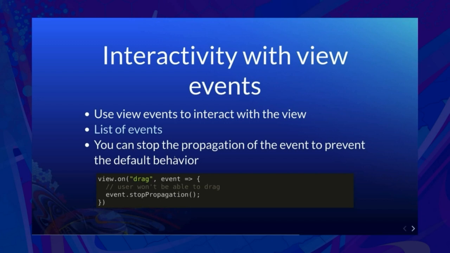Now, if you want to stop an event from bubbling up, you can go ahead and run event.stopPropagation of that event, and then something like when the view drag event happens, the user won't be able to drag because you're preventing that from happening.